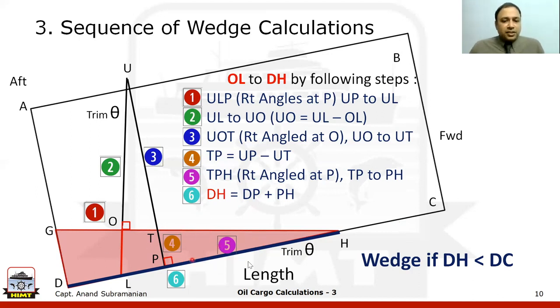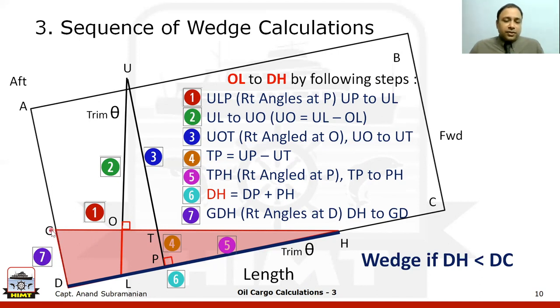From dH, using this large triangle GDH, we are going to find out the value for GD, that is your sounding at the aft bulkhead, the height of the oil at the aft bulkhead. Now GD is used, and dH is used, and from there we can find out the area of this triangle. Area of the triangle multiplied by the breadth of the tank will give us the volume of the wedge. So this is the process of wedge calculations from OL to dH and further on to find out the volume.